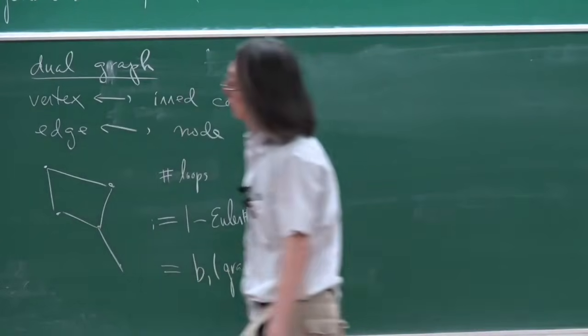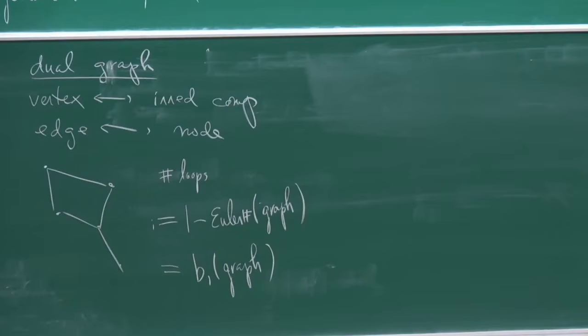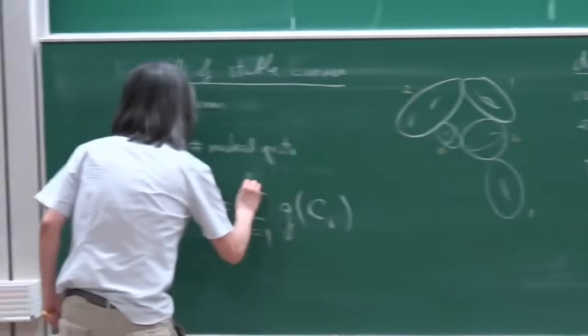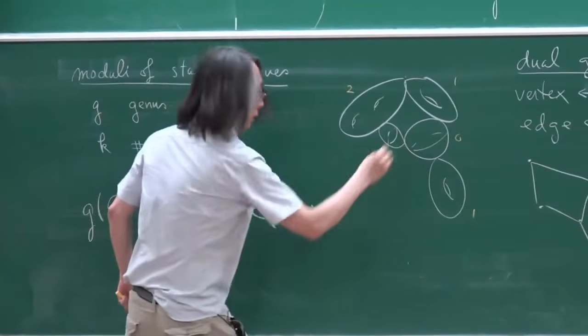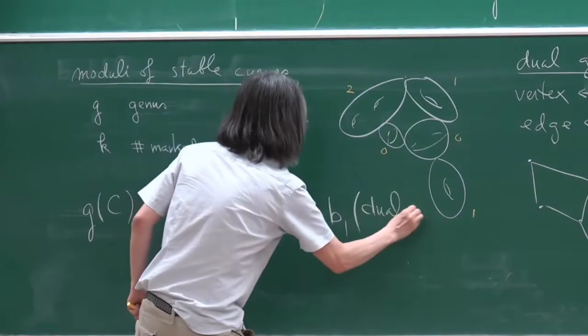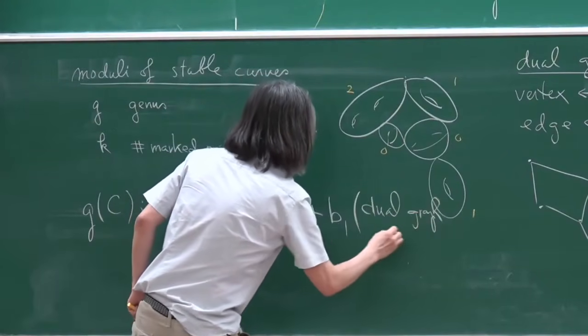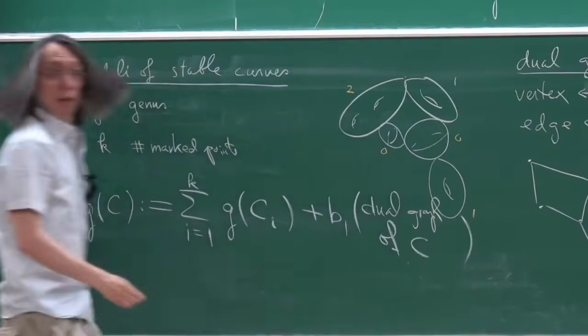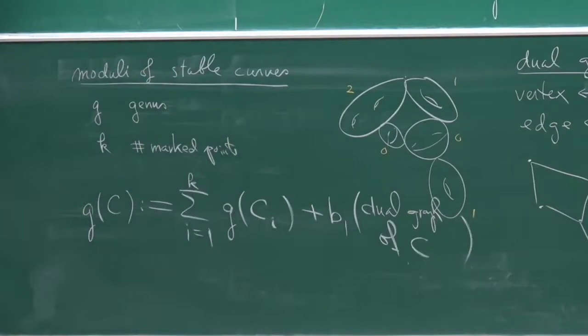And then the genus of C is defined to be the sum of the genus of all components Ci, where i runs from 1 to k, and then add B1 of the dual graph. Okay, so this is the genus.